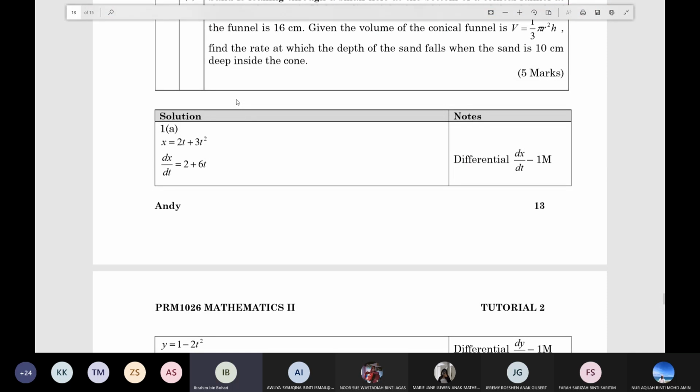Okay, question 10, find the gradient of tangent at the point 5, negative 1. Ini saya jawapan cukup. Ini mudah saja. Question A, saya bagi jawapan. So you find the first derivative, dx over dt, check answer.